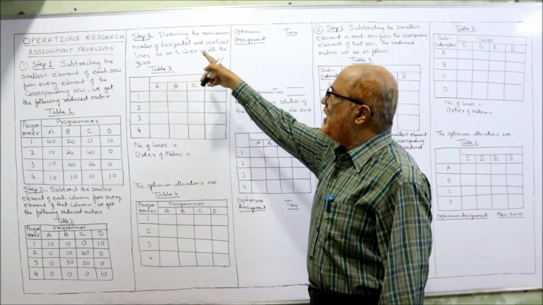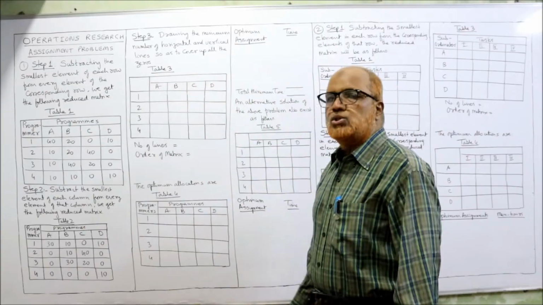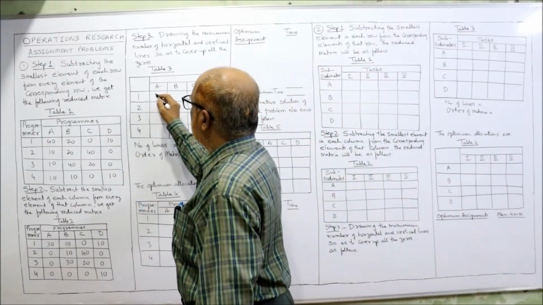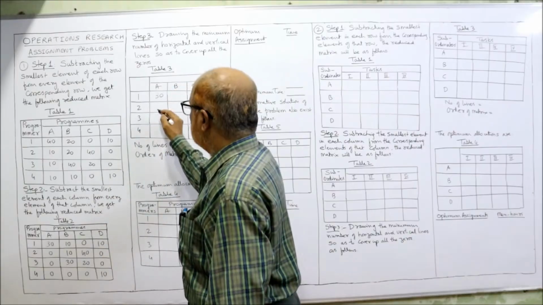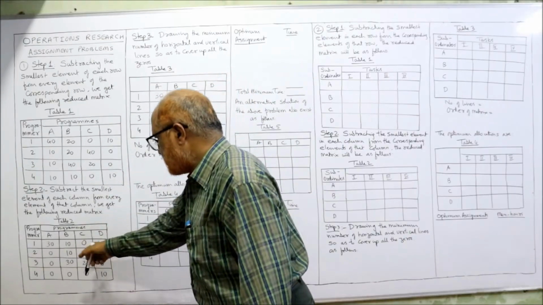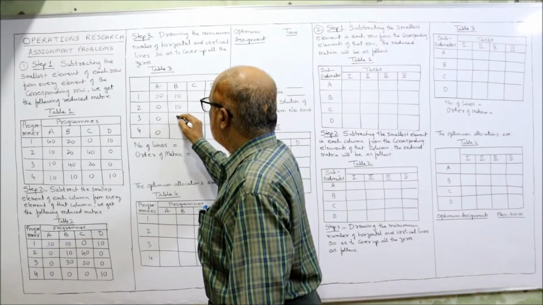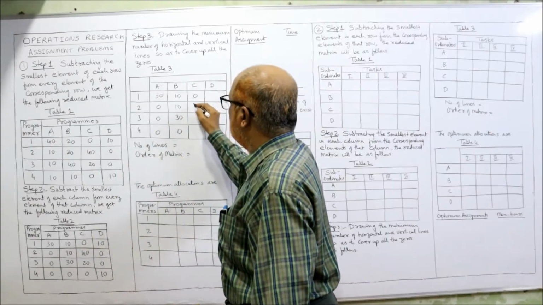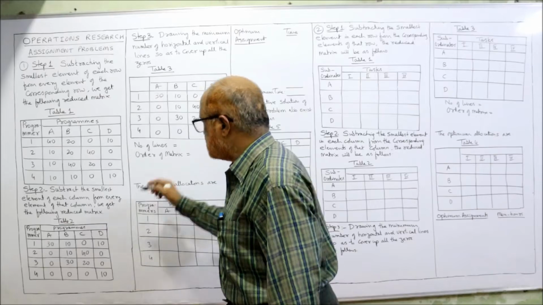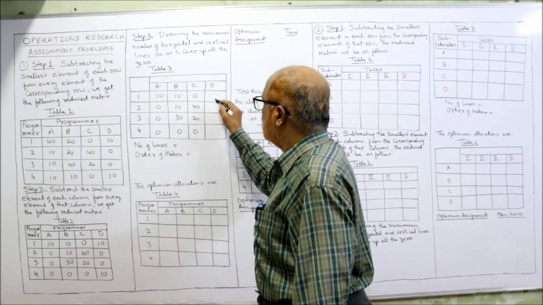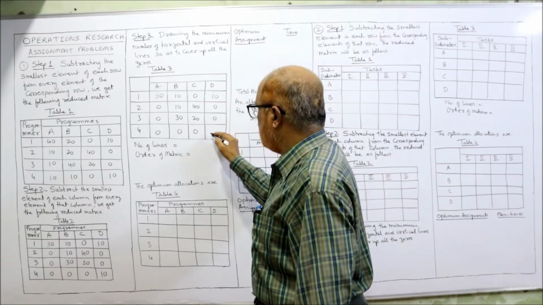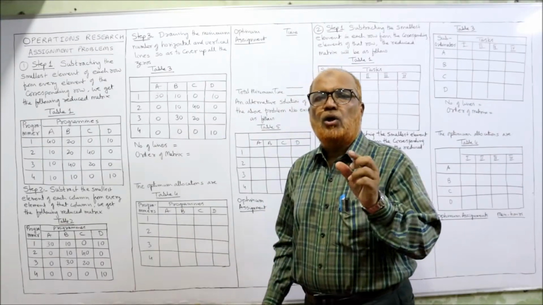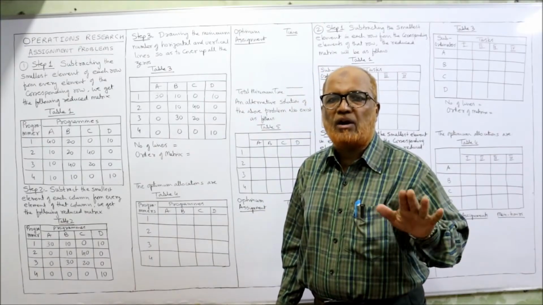Now third step, drawing minimum number of horizontal and vertical lines so as to cover up all the zeros. Now see here, the same values I am going to take: 30, 0, 0, 0. Next one 10, 10, 30 and 0. Third column is 0, 40, 20. Last column 10, 0, 0 and 10. The same values I have copied from table 2 to table 3. Now in table 3, draw the minimum number of lines so as to cover up all the zeros.